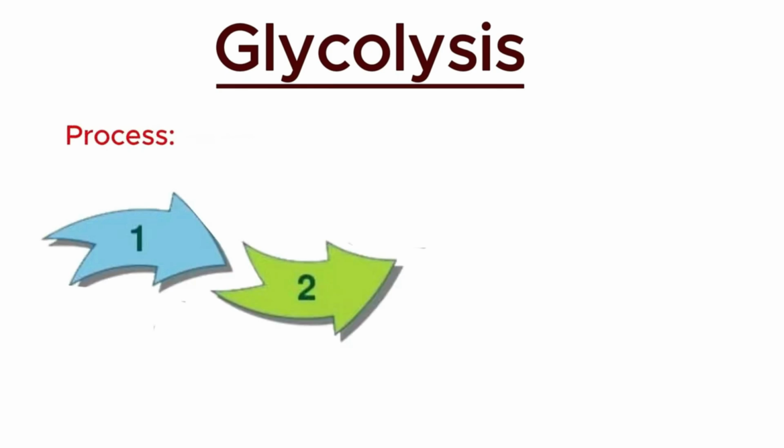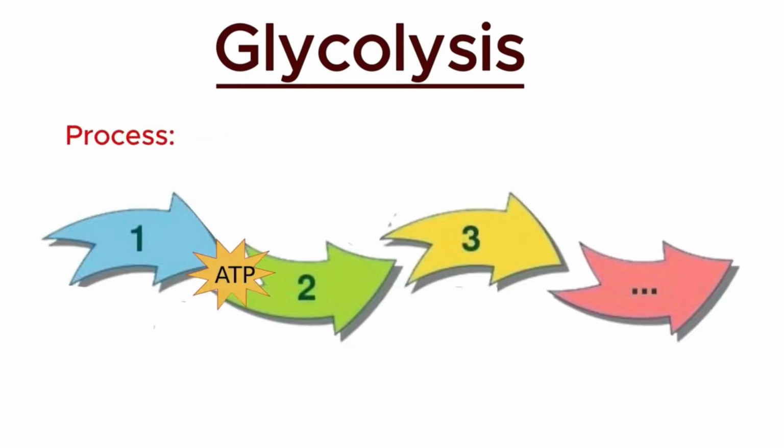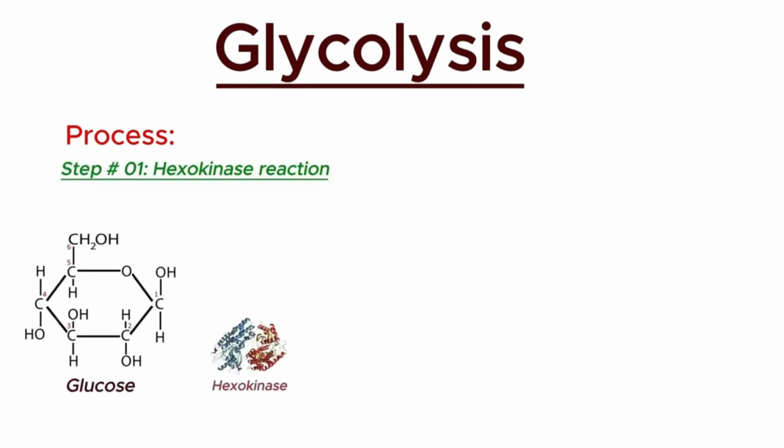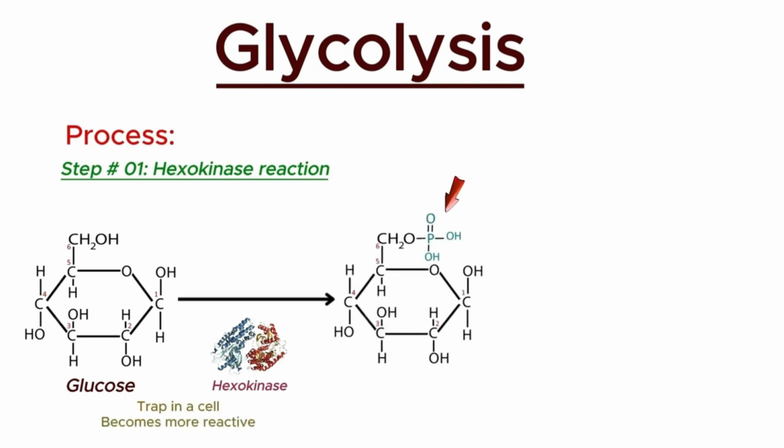As we go through the steps, notice how many ATP molecules are used and how many are produced at the end. In the first step, an enzyme named hexokinase phosphorylates glucose to trap it in the cell and make it more reactive. A phosphate group is added to glucose, converting it into glucose 6-phosphate. This is called glucose 6-phosphate because the phosphate group is attached to carbon number 6 of glucose.